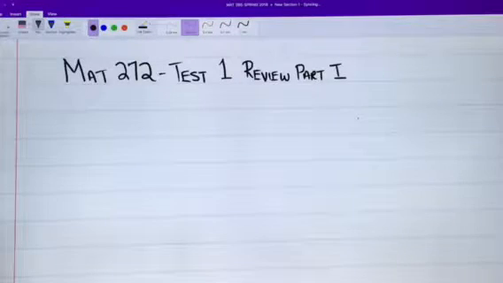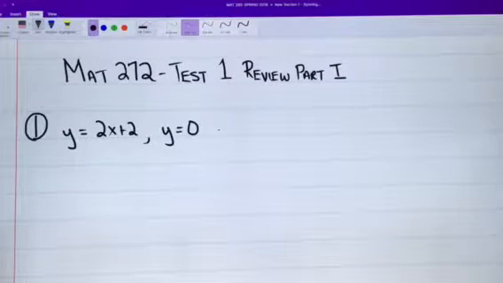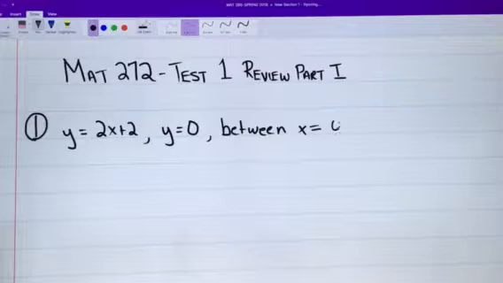Okay, for part 1 of Math 272 Test 1 review, in the first problem, you're looking at determining the area as well as the volumes generated about the x-axis and the y-axis, and we have given the functions y is equal to 2x plus 2, y is equal to 0, and we have the activity going on between x equals 0 and x is equal to 2. Correction, between x equals 0 and x is equal to 3.